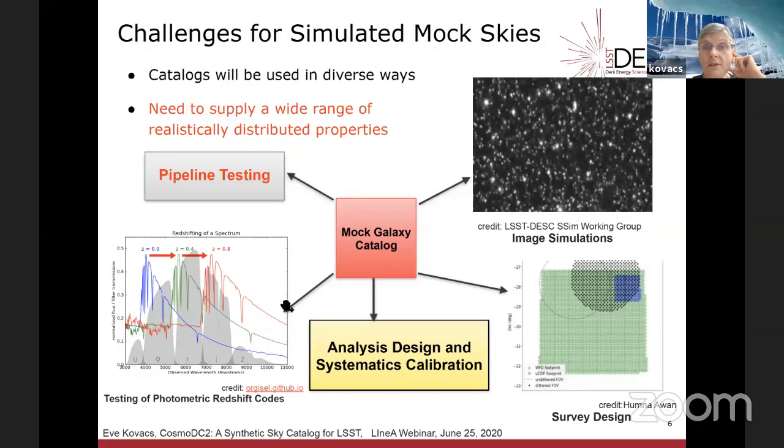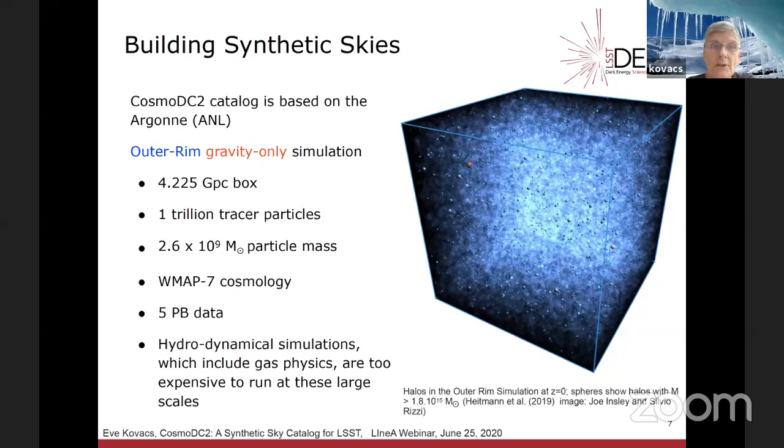So all of these diverse uses of the catalog mean that the simulated sky has to not only be realistic, but it has to supply a very wide range of galaxy properties. And this is a very demanding criterion. So how do we go about doing this? We're now on to the cookbook for how to build a synthetic sky.